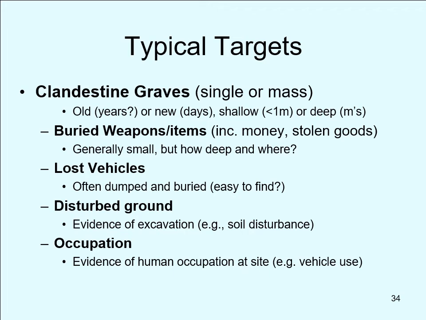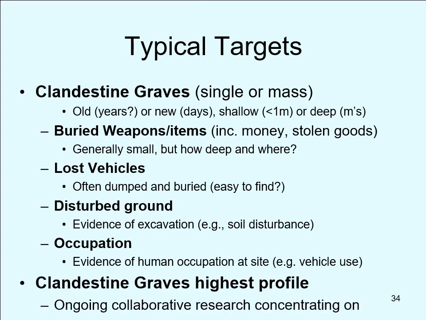Other things, weapons are quite a common thing to get buried. Could be stolen goods, could be money, caches, things like that. So where are they going to be? Vehicles are more unusual. I've seen a few cases in the US where they've dumped people in vehicles and then buried the vehicle. That's a relatively easy magnetic target, but depends on the search size, I guess. Disturbed ground, if you're looking at areas where things have been moved to secondary sites, because you pick out where they are, or even where people have been staying for some time at a particular site as well. That's sort of the human occupation side. But obviously, graves are the highest profile, so I've covered that a bit more in detail.